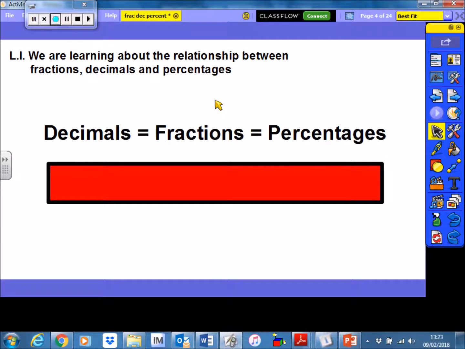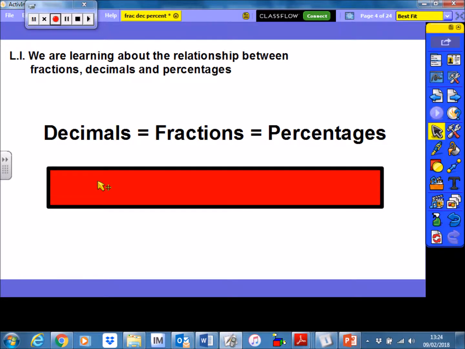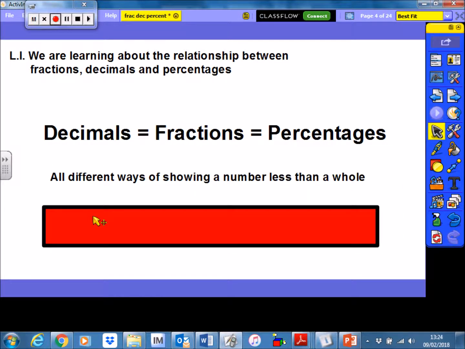Hi guys! In this video we're going to be exploring the relationship between fractions, decimals and percentages. Now, put quite simply, decimals and fractions and percentages all do the same thing. They are all different ways of showing a number that is less than a whole.